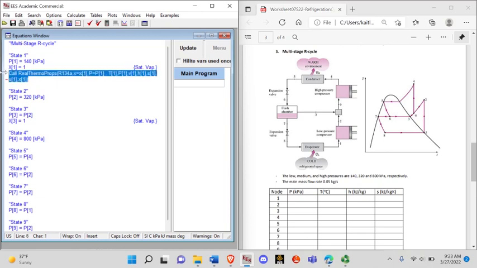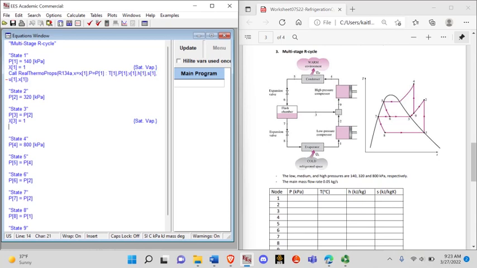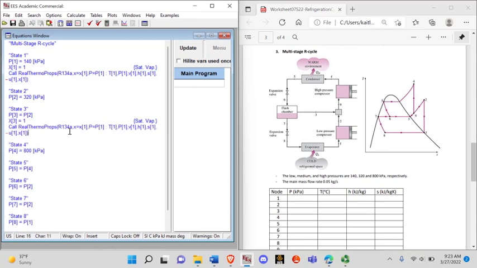I'm going to copy and paste this into state 3. Since we're using the same independent variables, same working fluid, and same two independent properties, quality and pressure, I need to make sure I change the array elements from 1 to 3, or else we will have an incorrect output for everything.